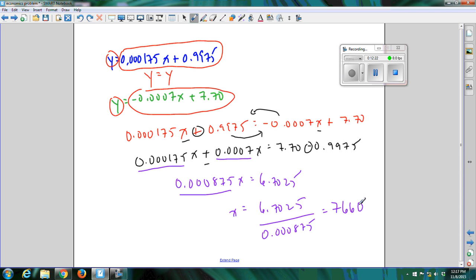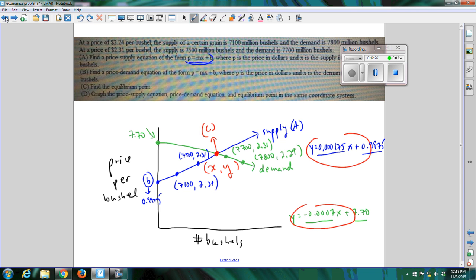So that tells you, looking back at the graph, that this red ordered pair here has an x-coordinate of 7,660. Visually it looks about right. We were expecting it to be something bigger than the 7,500 and less than the 7,700. So all we need now is to get the second part of the ordered pair, the y-coordinate.